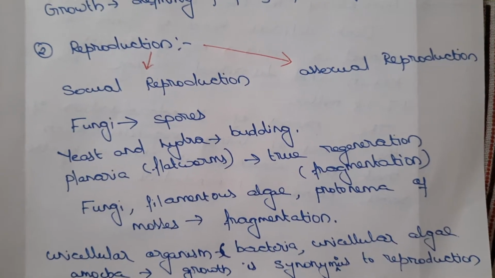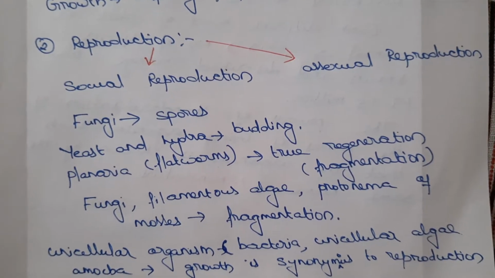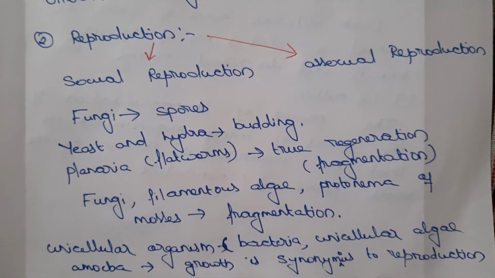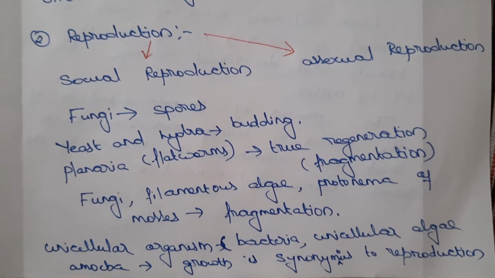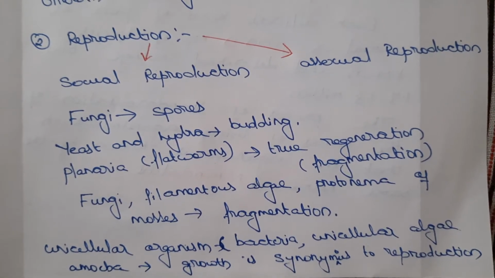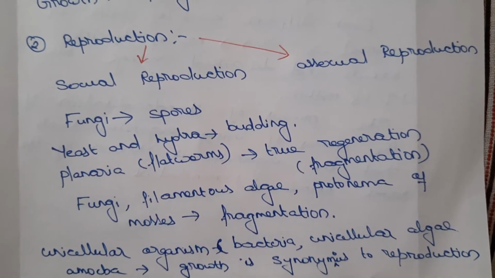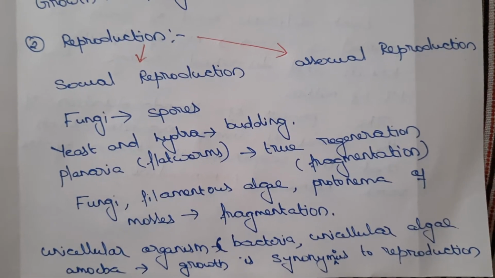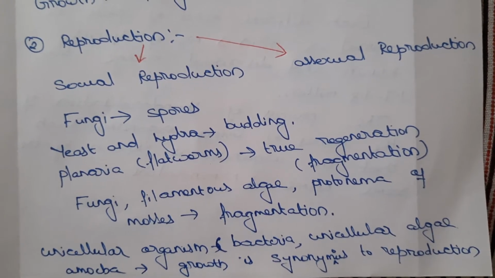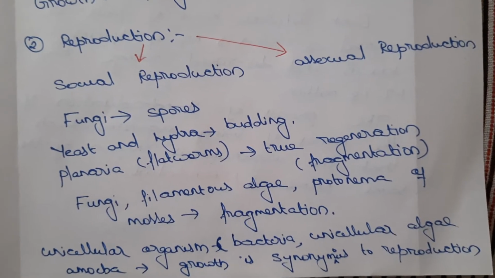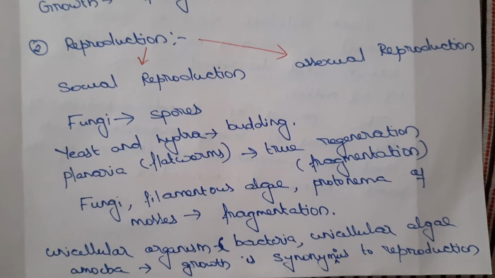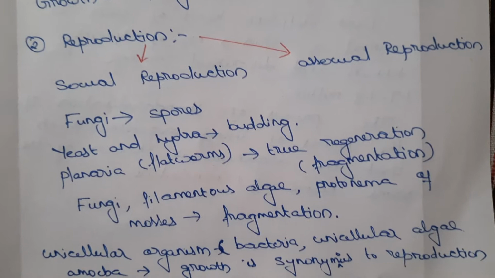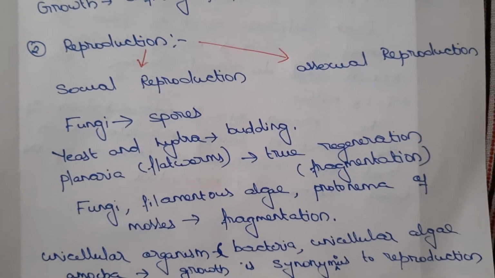In unicellular organisms such as bacteria, unicellular algae and amoeba, growth is synonymous with reproduction. As we said, growth is the increase in number of cells. Now if you consider a unicellular organism, it has only a single cell. If the cell divides into two, each cell develops into a daughter cell. So that is why we can say that in unicellular organisms, growth is synonymous with reproduction.